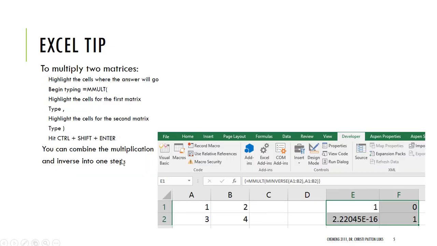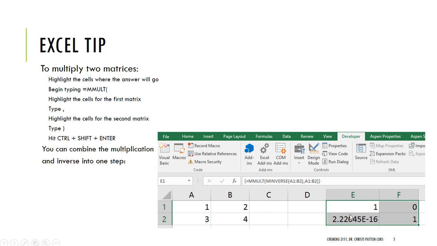You can also multiply two matrices. Very similar. You're going to start by highlighting where you want your answers to go. So right here, I highlighted it. And you type equals MMULT, so matrix multiply, open your parenthesis, highlight the first matrix, so maybe here, type a comma, and then highlight your second matrix. So I don't have anything shown here, but maybe it's right here. Close your parenthesis. I want the answer to be in a matrix form, so use Control-Shift-Enter.